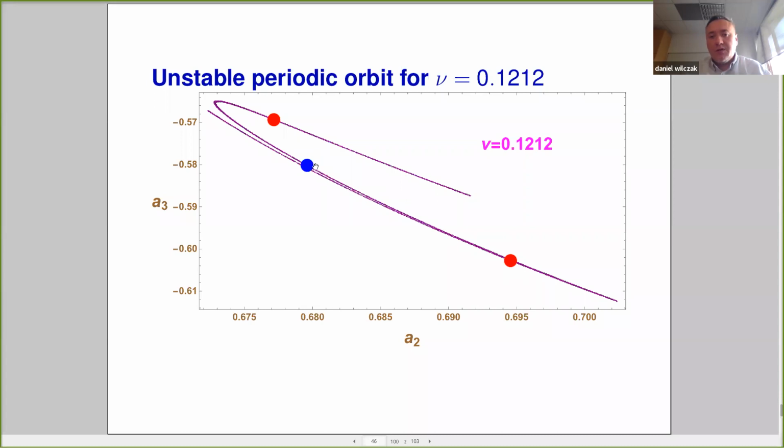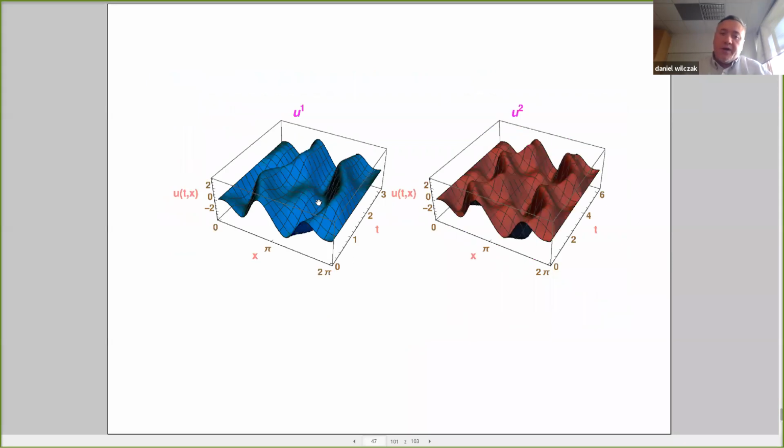On this attractor, we can see a fixed point and a period-two orbit. And this is the profile of those solutions. They are both time periodic and space periodic.